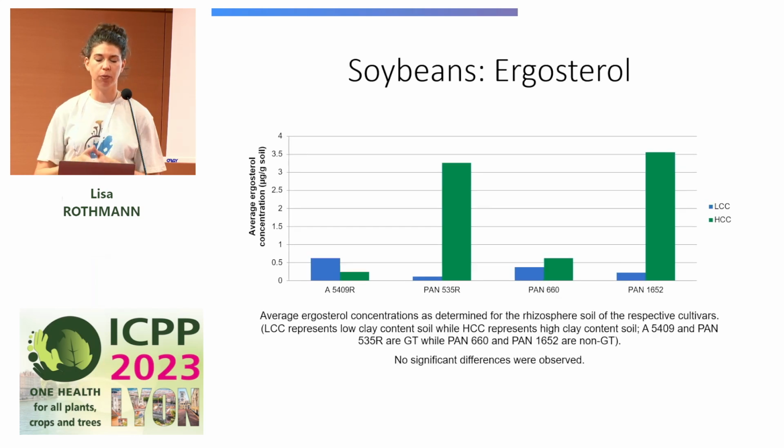With the total fungal biomass that was detected with ergosterol, there were no significant differences detected, but ultimately the lower clay content had lower concentrations, and the high clay content had greater total fungal biomass. I'm also aware that with ergosterol, you're not only measuring your active fungi, you can also measure those that are no longer living. So that is something to consider.